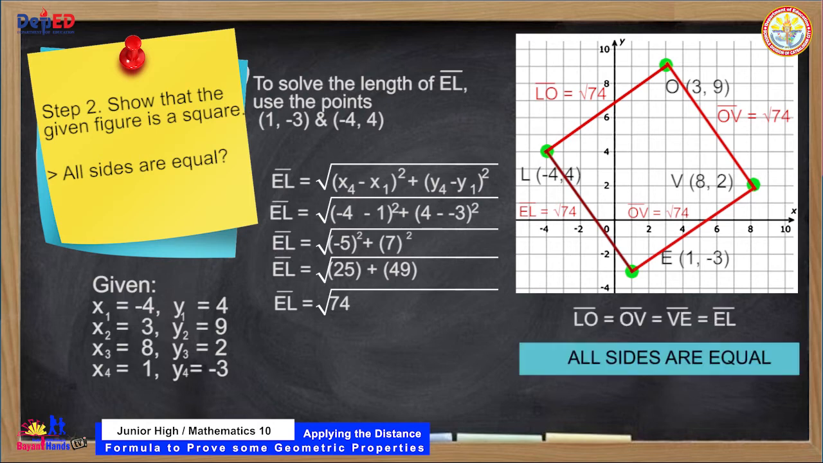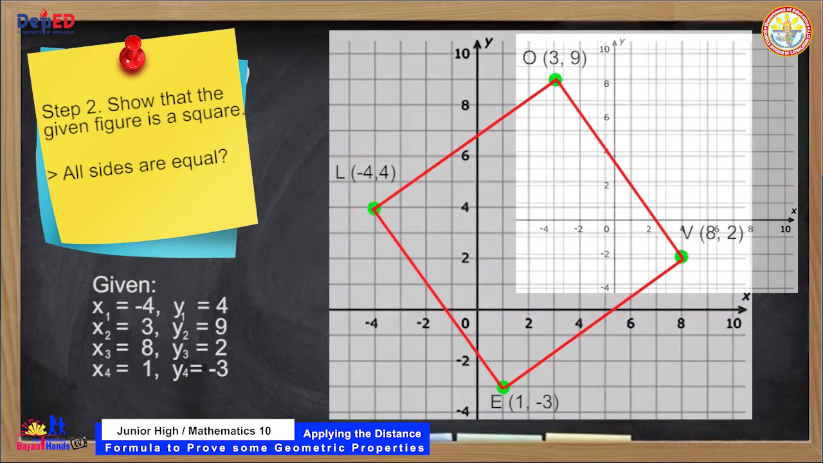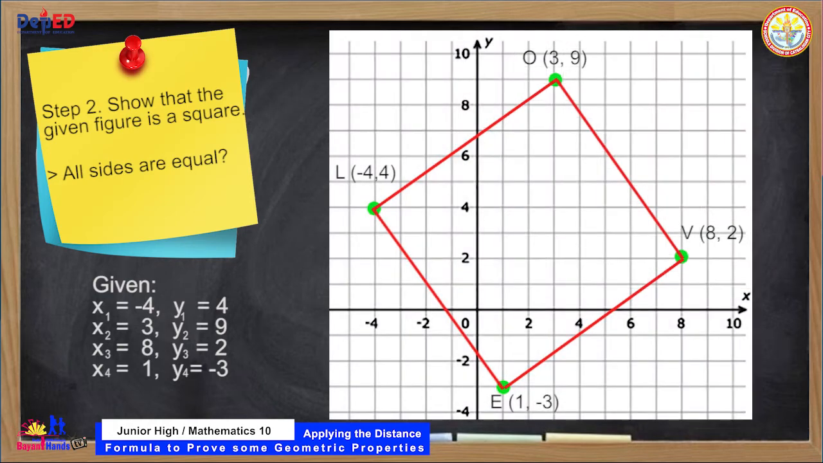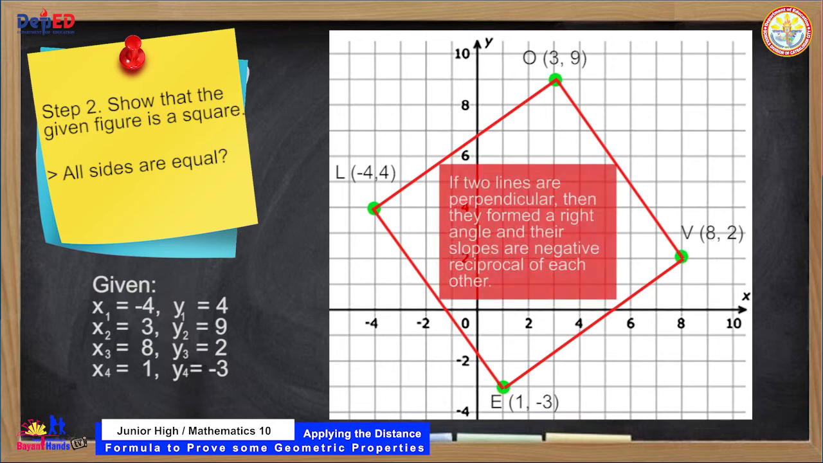Since segment LO, segment OV, segment VE, and segment EL have the same length, therefore, all sides of the figure are equal. Let us now prove that the figure has 4 right angles. Take note that if two lines are perpendicular, then they form a right angle, and their slopes are negative reciprocal of each other. Hence, we need to find the slope of each side.